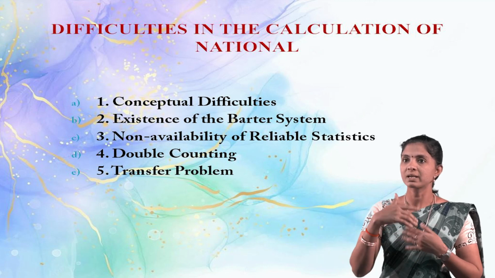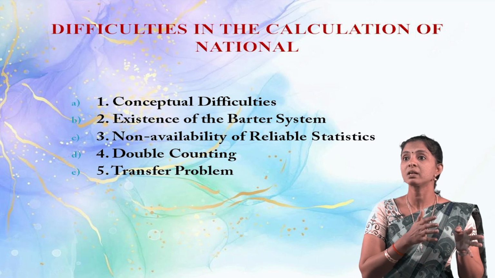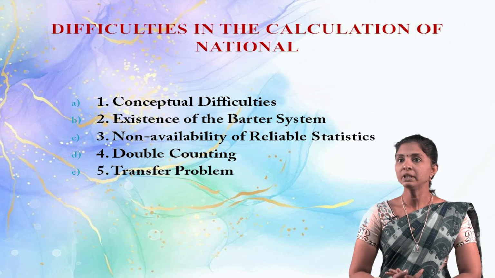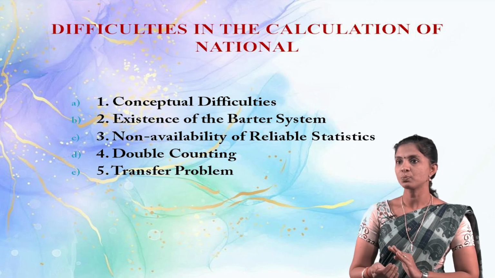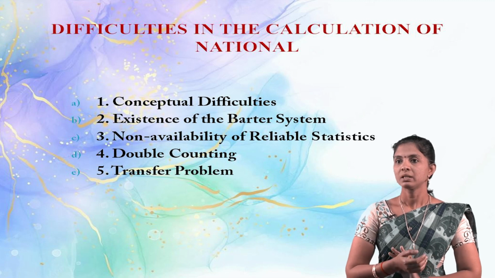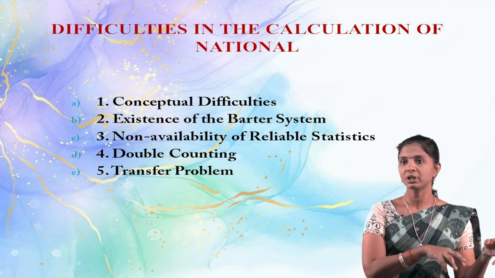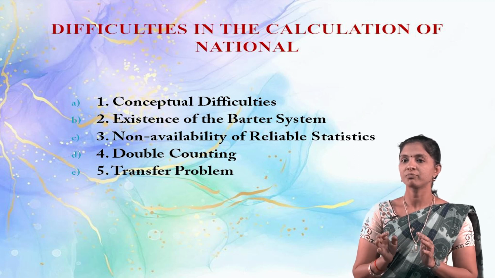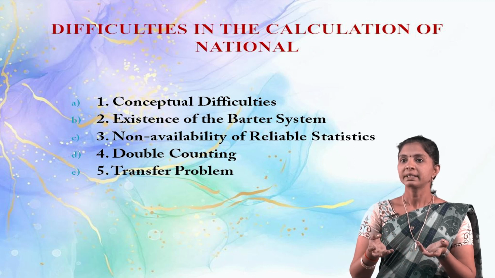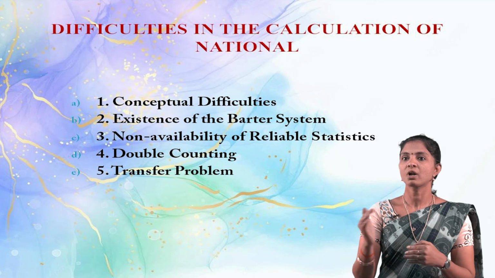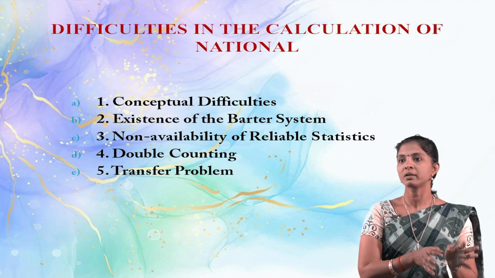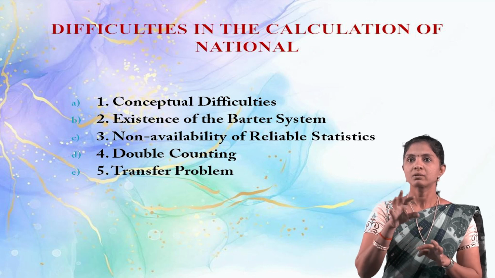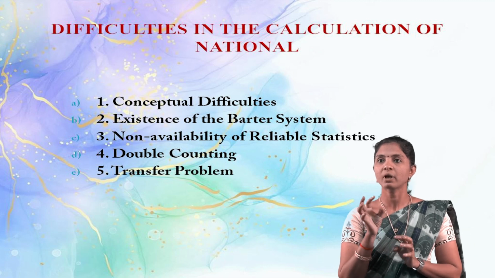Fifth one is the transfer problem. So what is the transfer problem? This is another difficulty arising in the calculation of national income. In the computation through the income method, only net income has to be taken and not gross income. The income in the economy has been transferred from the company to the shareholder in the form of dividend. Care should be taken to count the transferred amount as either the income of the individual or the income of the company. So there is a problem of transfer in calculating national income.